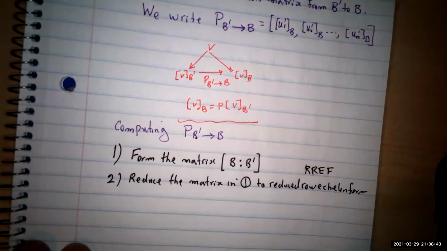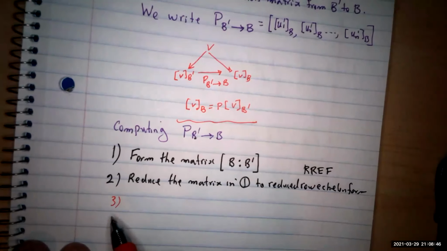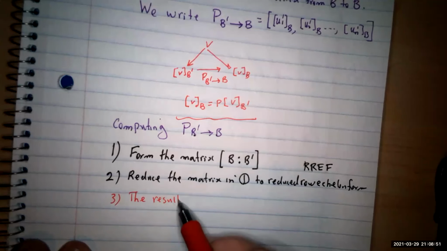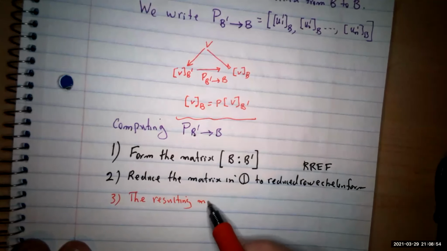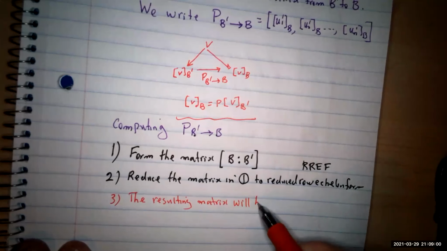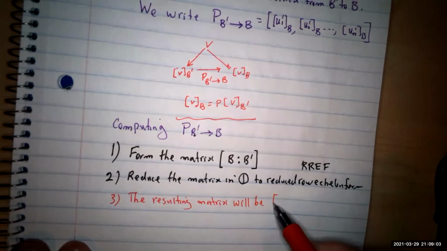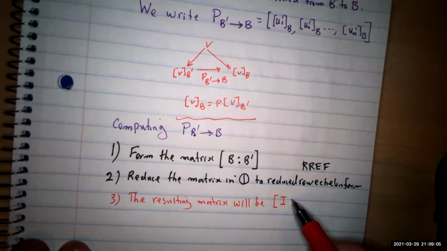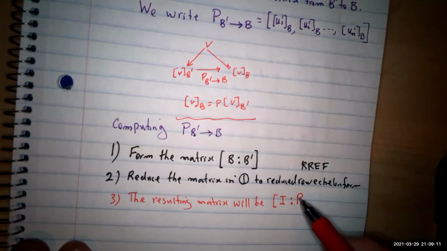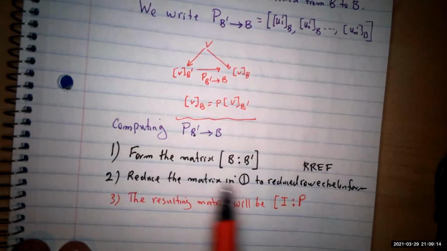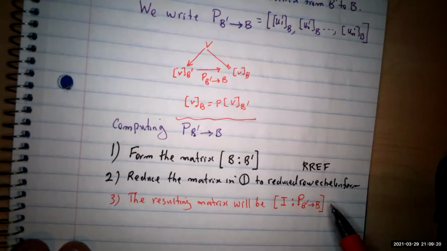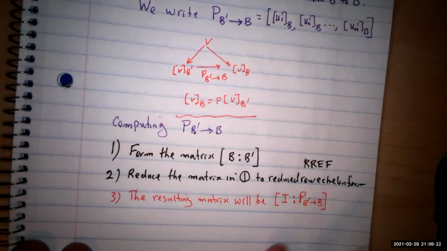When you do it, part three: the resulting matrix will be in this format. You see, this part is going to be I. Whatever you got over there is what you are looking for. This is going to be P, the transition matrix from B prime to B. And that's it.